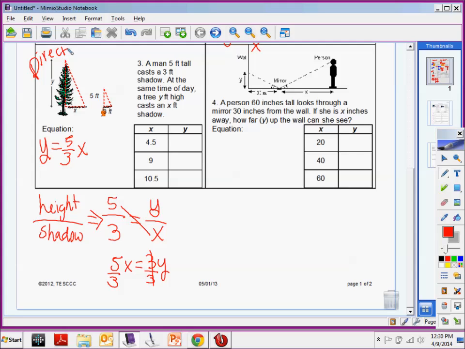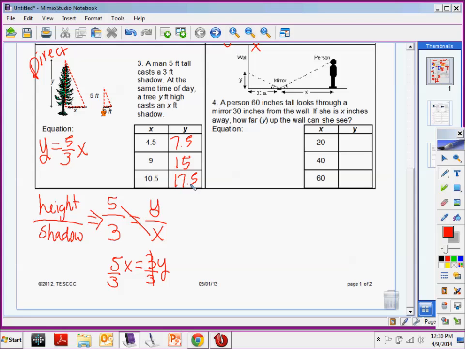Now that I have this equation, can I fill in my table? Yes. Plug it in for x. Because I have an equation, and with an equation, I can solve for any missing variable.